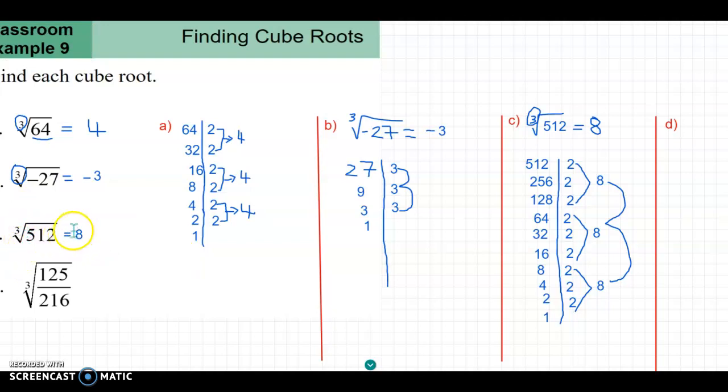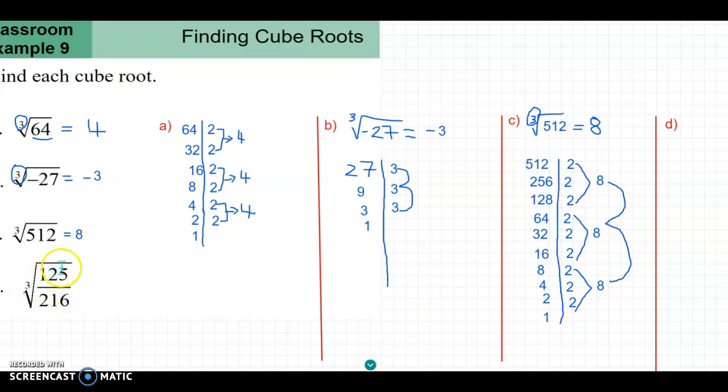So the result will be negative. Remember that it's not possible to have a negative result in that square root, okay? That's not possible there. Okay, guys, so let's check the last example, and here we have a fraction.